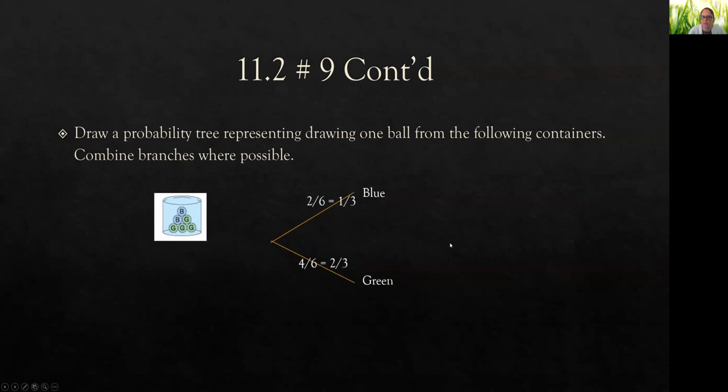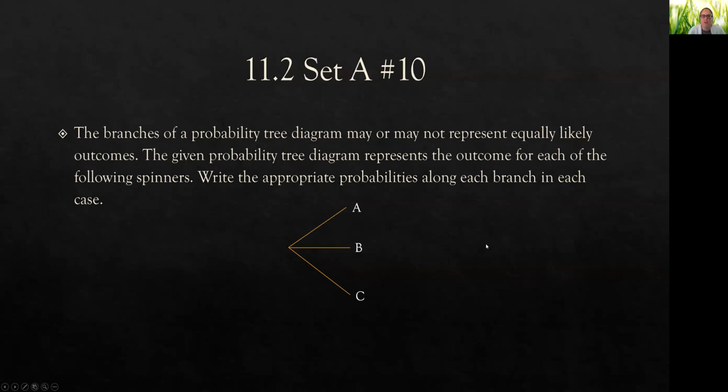For number 10, it says the branches of a probability tree diagram may or may not represent equally likely outcomes. The given probability tree diagram represents the outcome for each of the following spinners. And we're going to write the appropriate probabilities along each branch. So all the spinners that we look at will have a region A and a region B and a region C, but they're not always going to be equally likely.